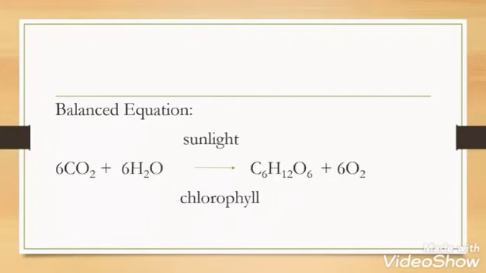The balanced equation for photosynthesis is 6CO2 plus 6H2O to give you C6H12O6 plus 6O2, where CO2 stands for carbon dioxide reacting with water, again in the presence of sunlight absorbed by the chlorophyll to give glucose and oxygen gas. Notice that oxygen molecules contain two atoms of oxygen and so they are written as O2.